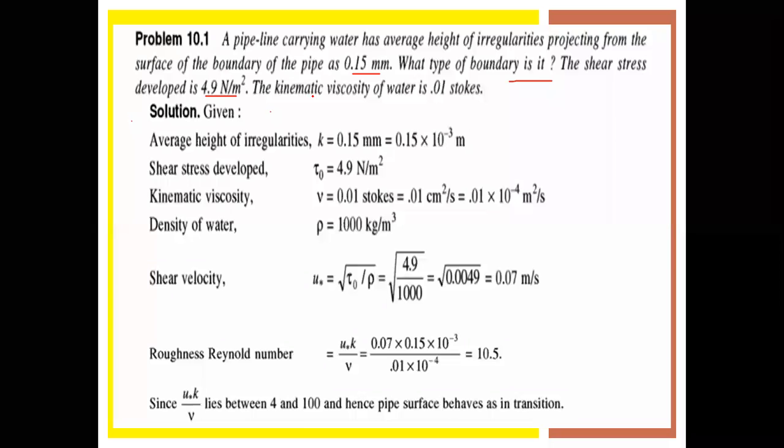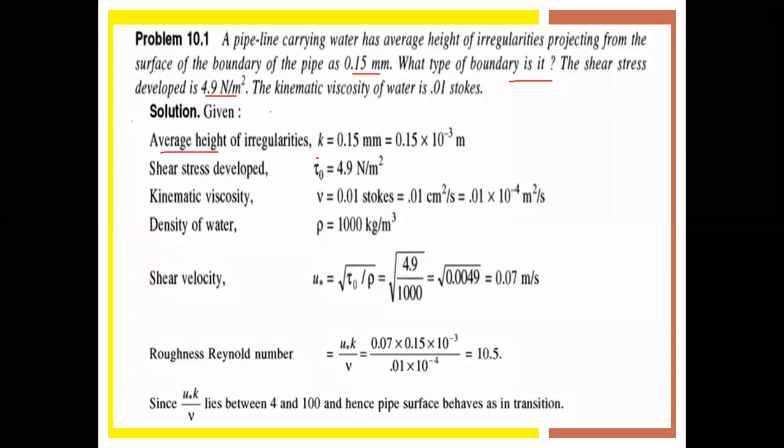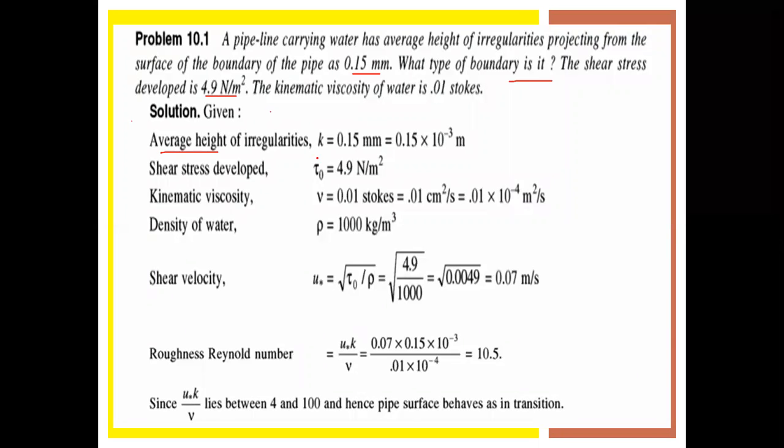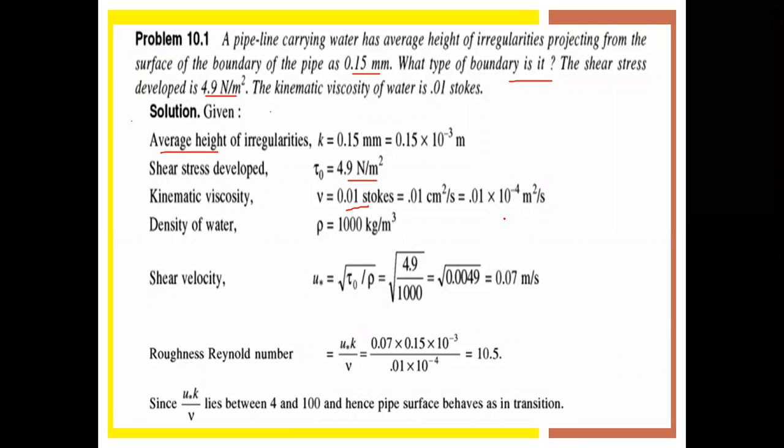Then first frame the given data. What is the given data? The average height of the irregularities is 0.15, that is K is equals to 0.15 mm. Conversion to meters, 0.15 into 10 to the power of -3 meters. Now, what are the stresses developed tau? The stress developed tau naught is equals to 4.9 Newton per meter square. Right? Then the kinematic viscosity V is equals to 0.1 Stokes. Convert into meters, 0.01 into 10 to the power of -4 meters square per second. Now the density of water rho is equal to 1000, as all know.